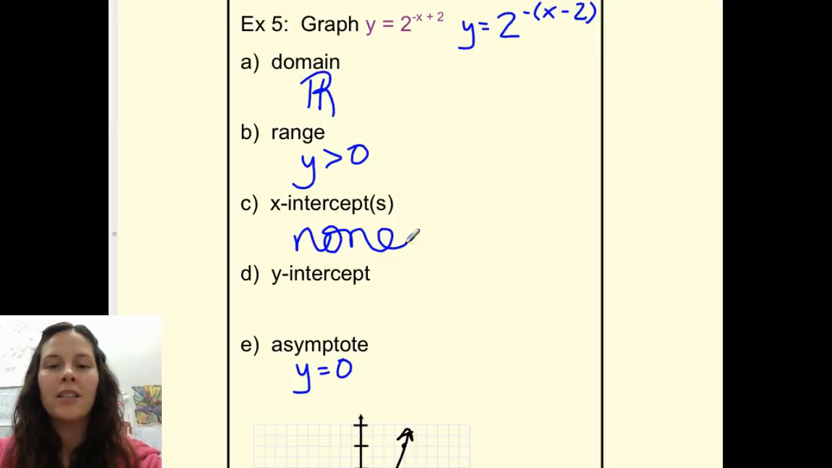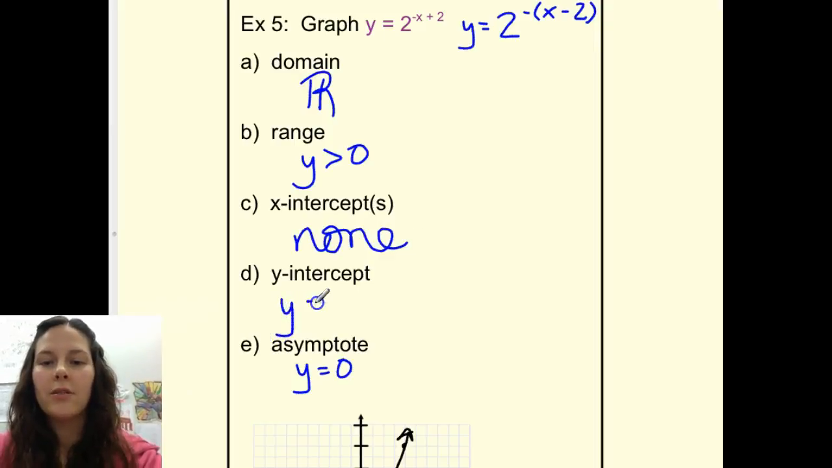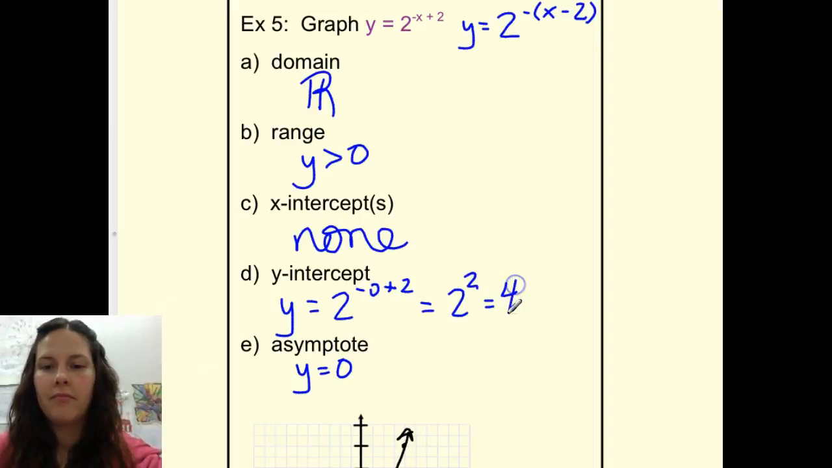And the y-intercept, substituting 0 for x into the original function, or you can use that factored function if you want. Of course, the opposite of 0 is still 0, so we get 2 squared, which is 4. So we have a y-intercept of 0, 4.